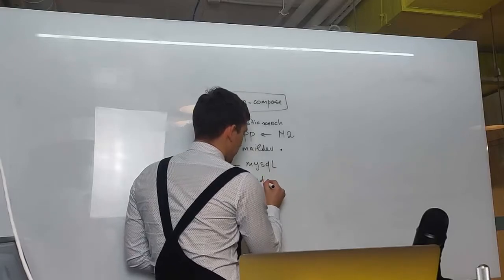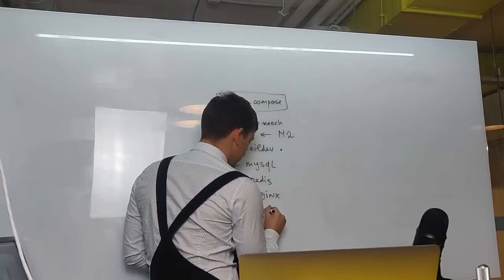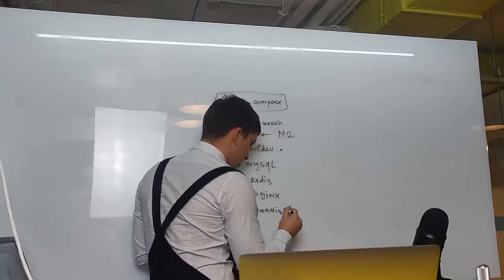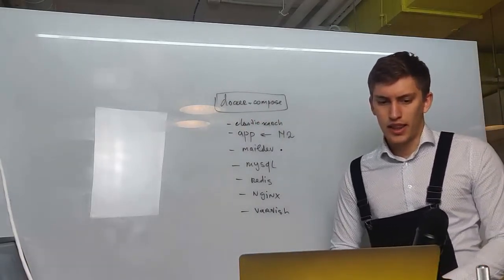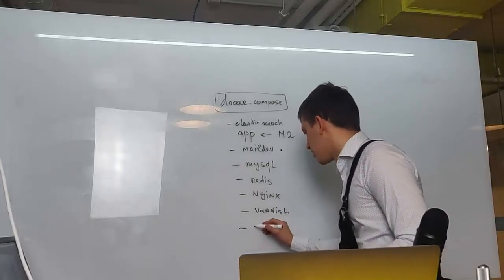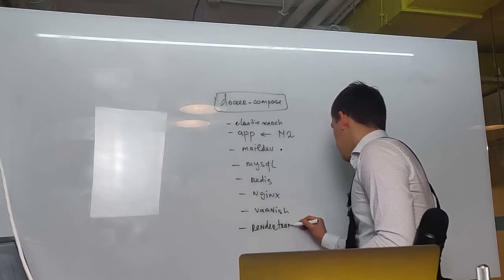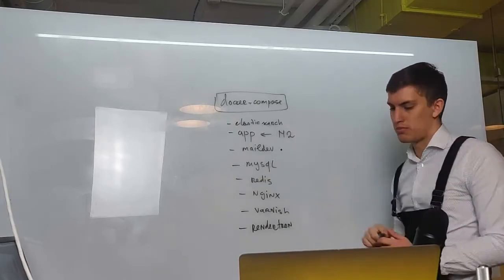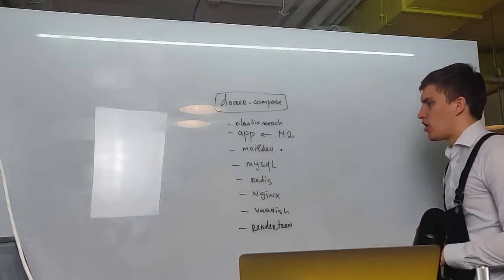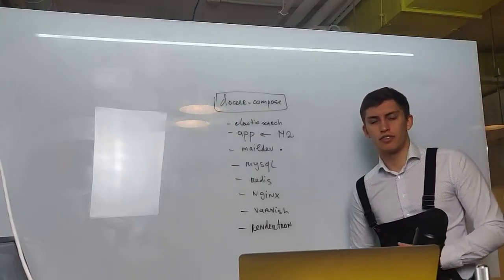And additionally, there are Redis, Nginx, and Varnish. And the last one is Rendertron. So here is the full list of services. What do all of those services do, and why are they declared in the original Docker compose? Well, this is because all of them except MailDev are required for ScandiPWA itself to function.